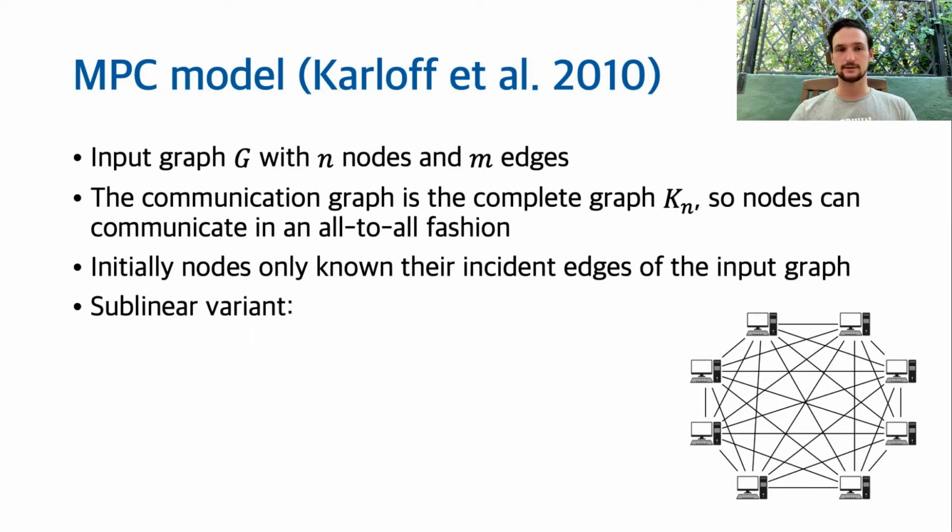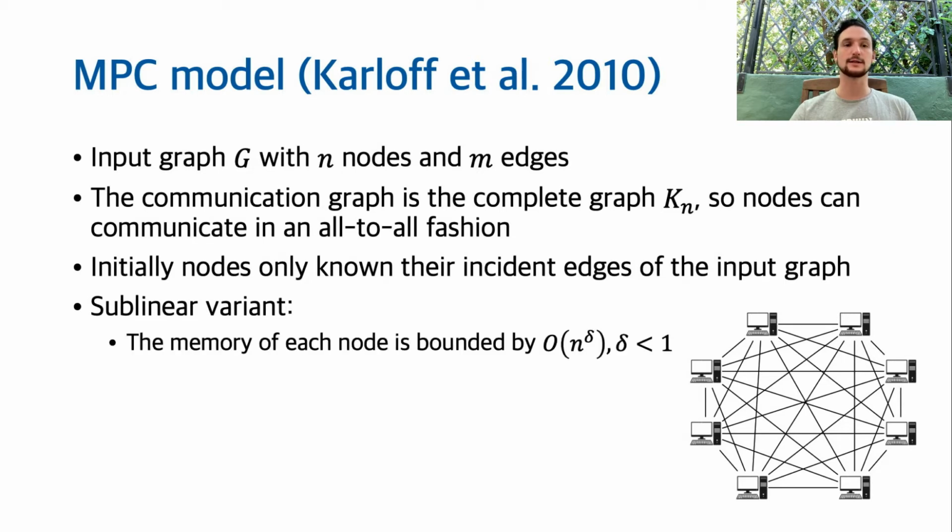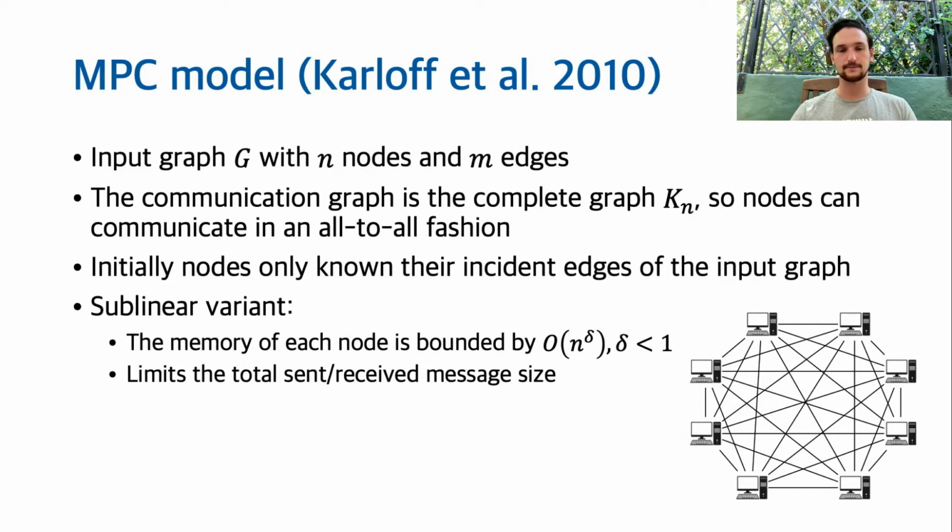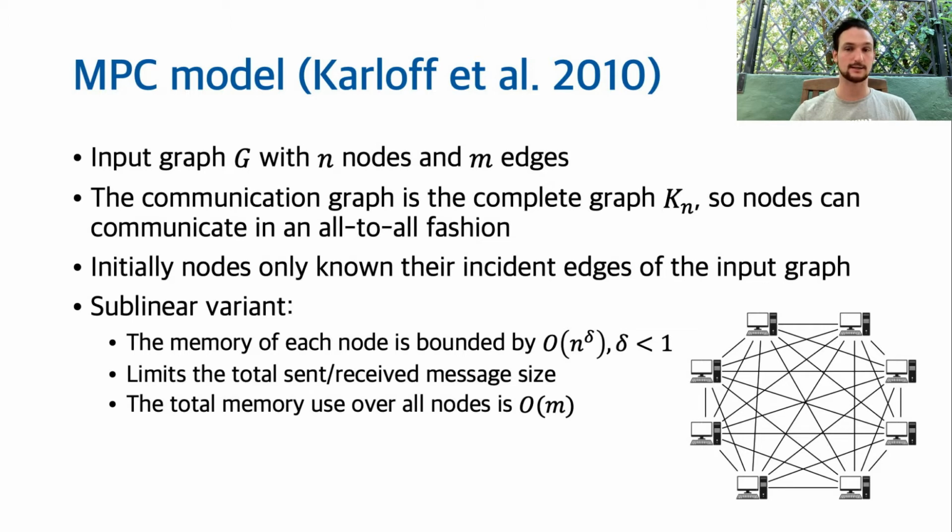In the sublinear variant of this MPC model, which we are interested in, we bound the memory of each node by n to the power of delta, for a small delta. And this naturally limits the total sent and received message size. We also keep track of the total memory used over all nodes, and we want it to be linear in the number of edges. Note that this restriction is the strictest possible, since it's barely enough to fit the input graph into memory. And again, algorithms are either deterministic or randomized, and we focus on the deterministic ones.